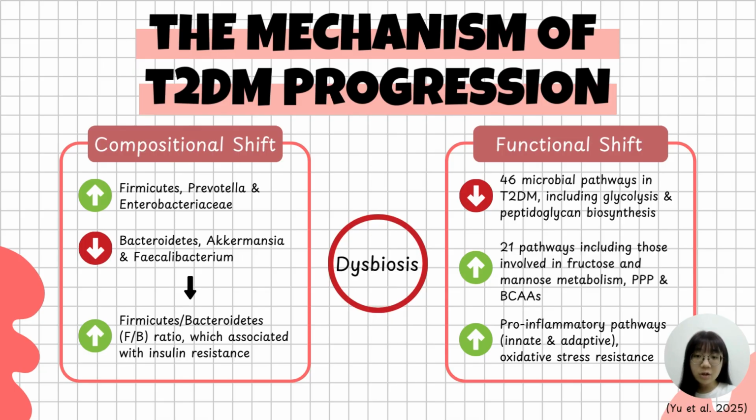Second, there are functional shifts. Many of the pathways, including glucose and amino acid metabolism, will be reduced. The microbiome skews towards sugar and amino acid synthesis. This will lead to hyperglycemia, insulin resistance, inflammation, and oxidative stress resistance, which are the hallmarks of type 2 diabetes mellitus.